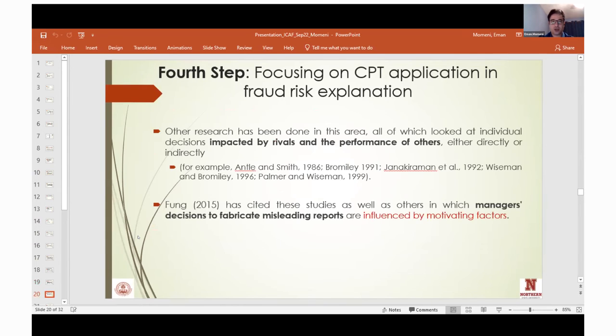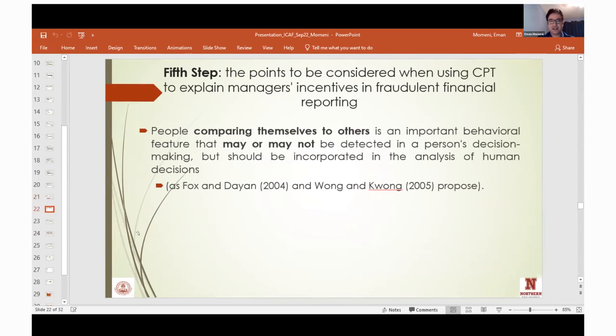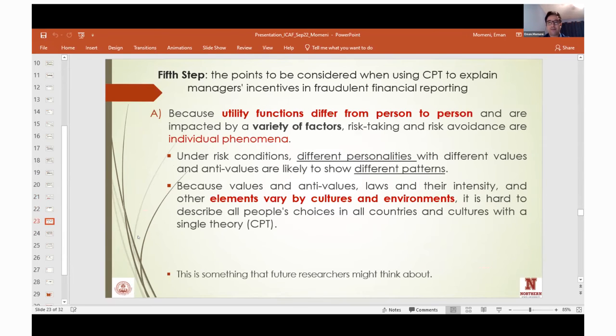I want to focus on the last step and our recommendation. On the application of CPT to explaining management incentive, we reached 3 major conclusions. One is that utility functions differ from person to person and are impacted by a variety of factors. Risk-taking and risk avoidance are individual phenomena. That's why under risk conditions, different personalities with different values show different patterns. So we need to consider CPT analysis by culture and different environments.